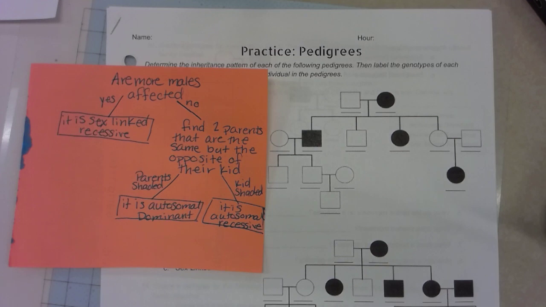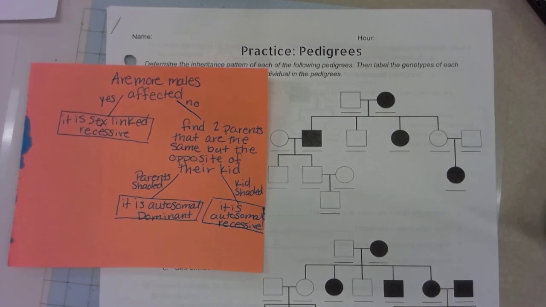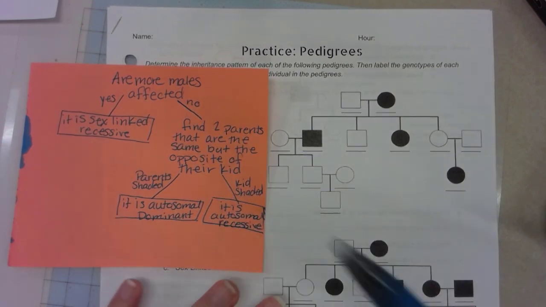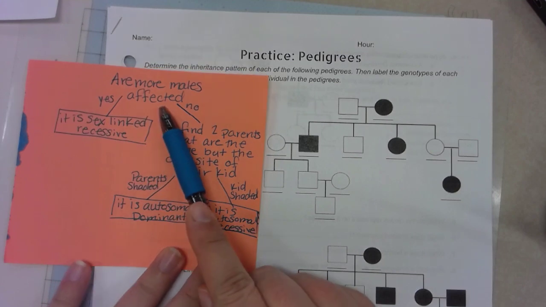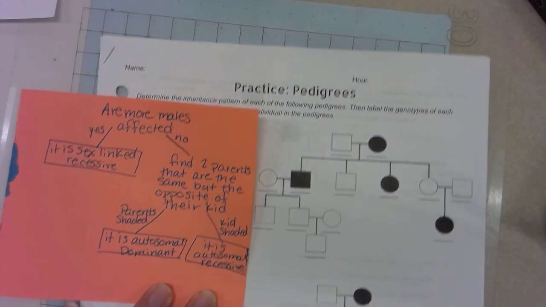Okay, so here we have our practice of pedigrees. The very first thing that we have to do is figure out which type of inheritance it is. So the rules that were on the board, I took and made into a little decision tree, kind of like we had for the blood type. So the first thing we look at is, are more males affected? So remember, here, I'll write it up here.